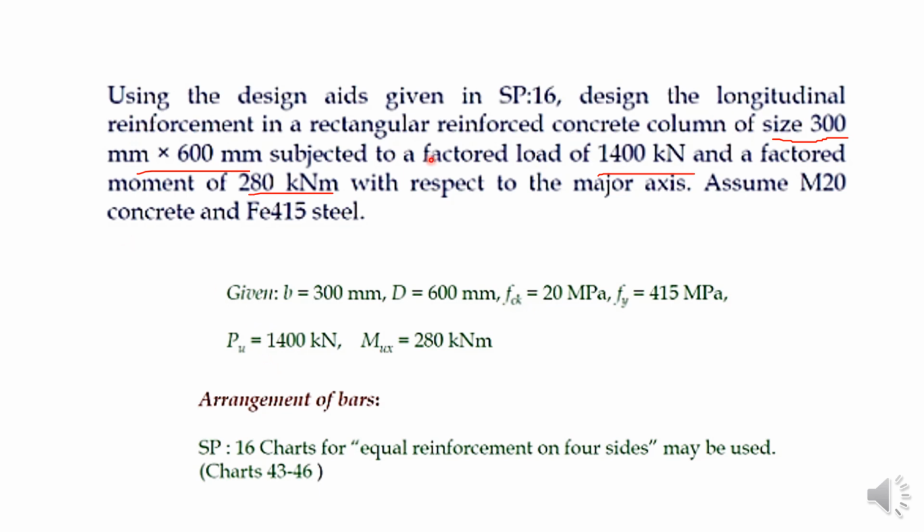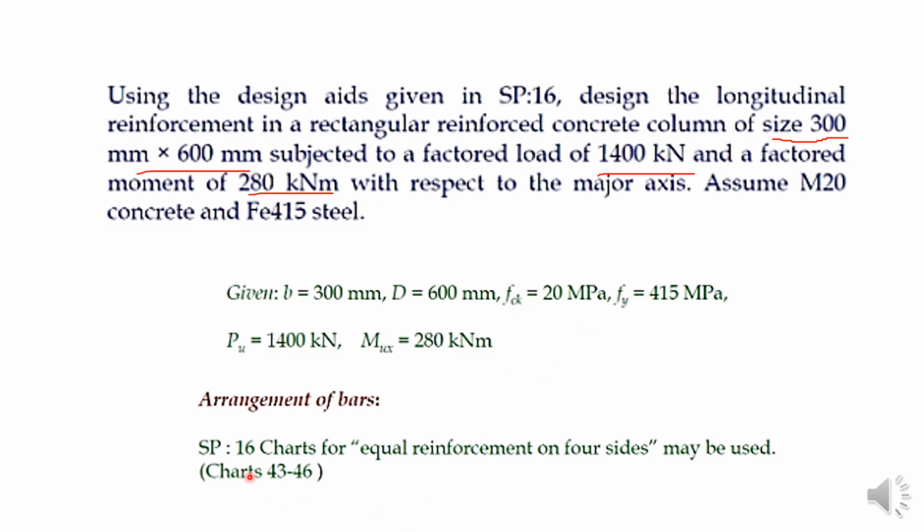Based on the given data, we have to take the values of B and D. fck is 20 N/mm², fy is 415 N/mm². Pu, the factored ultimate load, is given directly as 1400 kN. Mux, the factored moment with respect to the major axis, is 280 kNm.